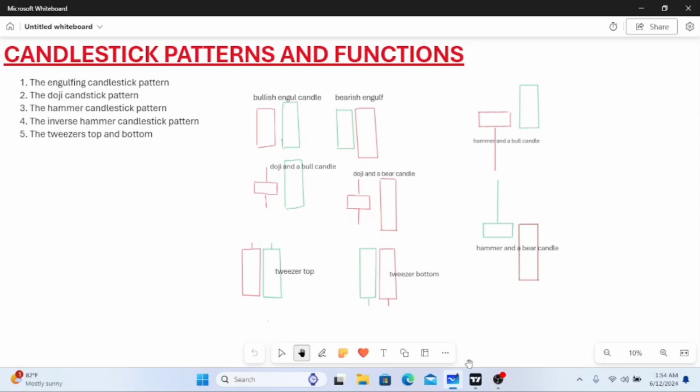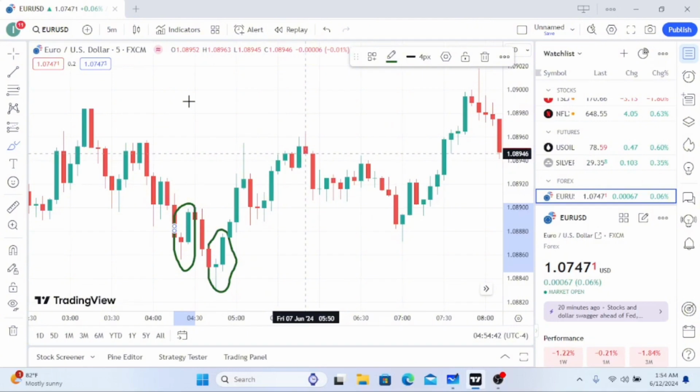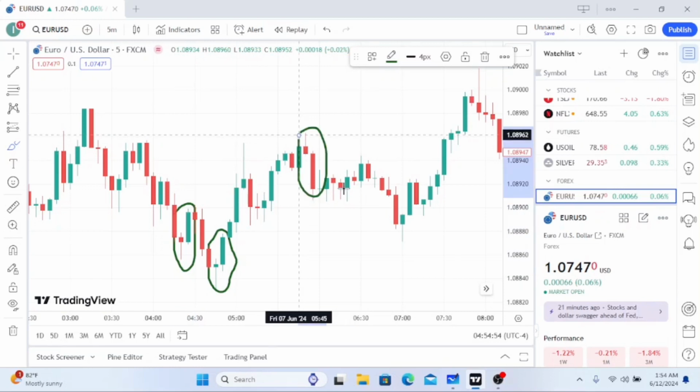Yes, here, right here. You can see this. This is a perfect illustration of an inverse hammer being backed up by a bear candle. After this hammer showed that the bears are back into the market, this bearish candle now appears to give you a more refined confirmation that the bears have solidified their ground, back into the market.